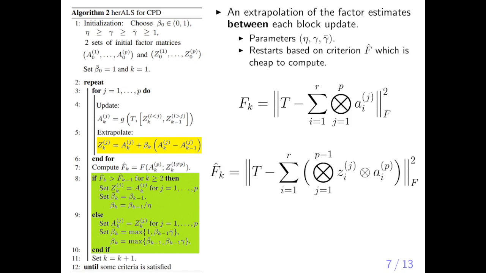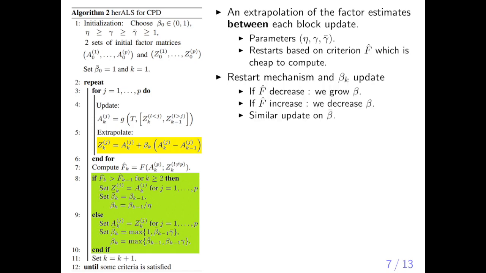Computation of f hat is very cheap, and this is in fact the key message of this algorithm. That is, this algorithm makes use of restart to safeguard any wrong extrapolation, and the restart criterion is cheap to compute. Now we look at the restart mechanism.